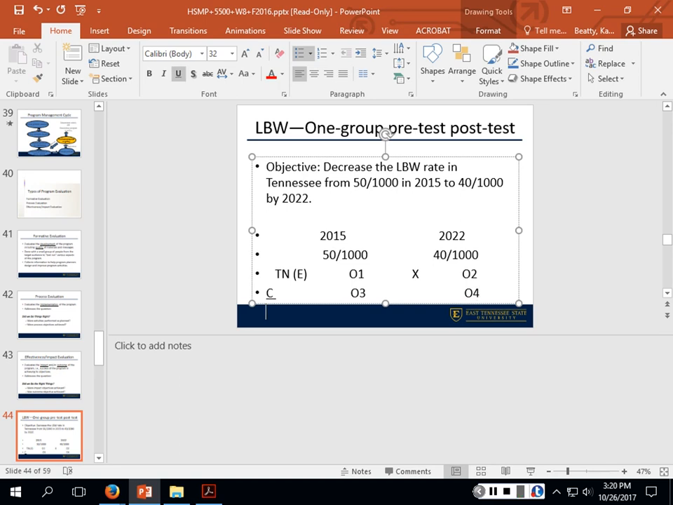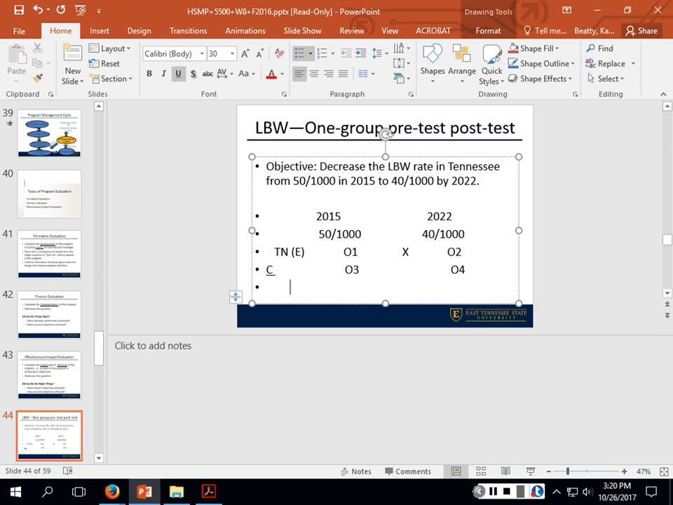So let's assume that O3, our baseline observation in the comparison state, was also 50.